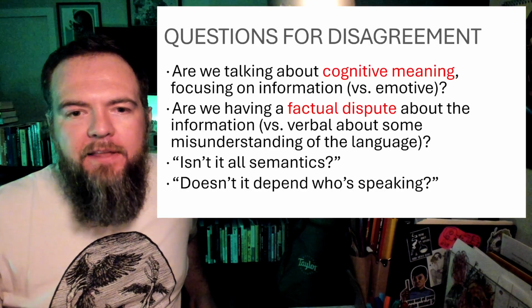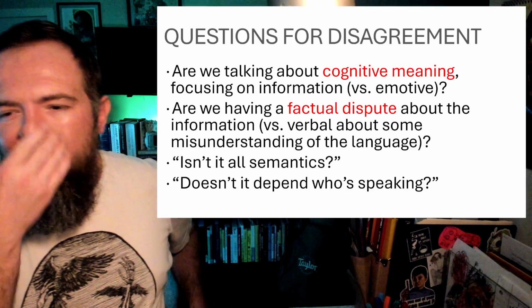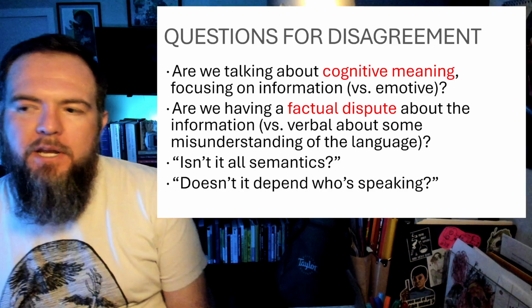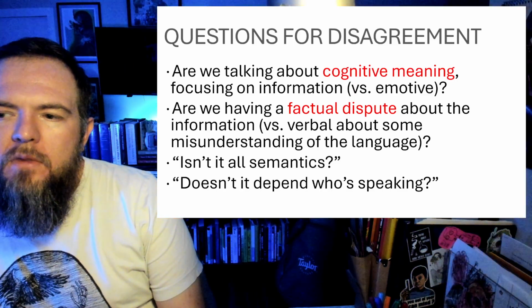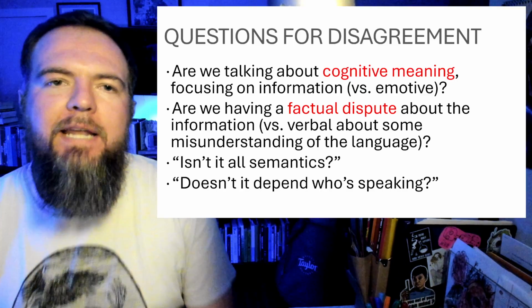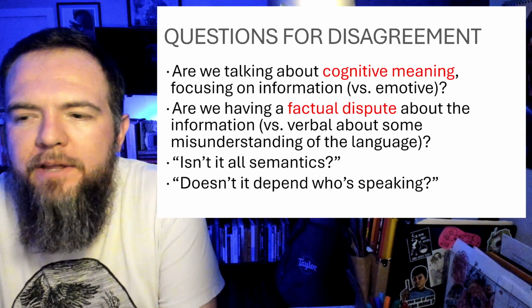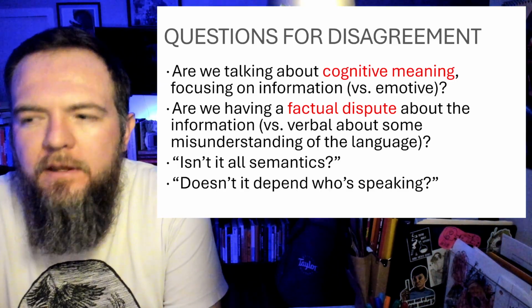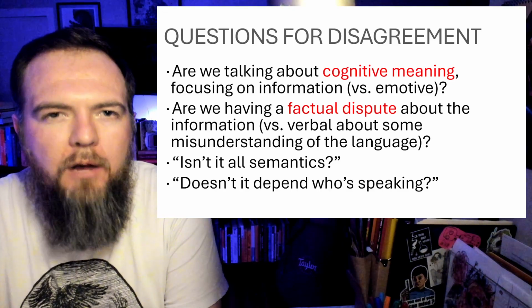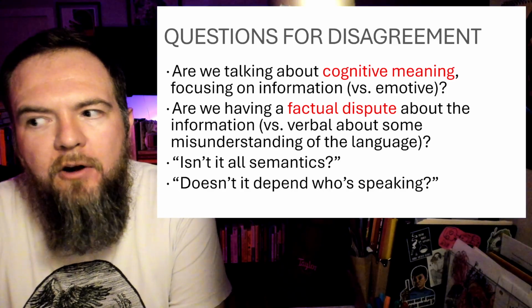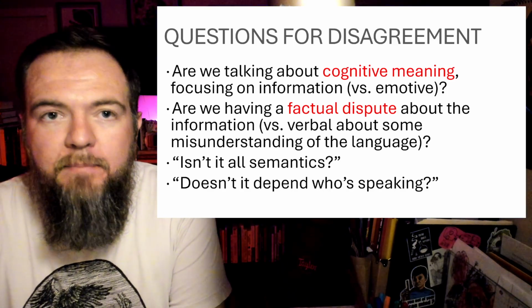Well, I think that one of the things that we should do, and this is one of the core lessons, we're almost finished with this particular video, is ask whether we're talking about cognitive meaning. What I mean by cognitive meaning is we're really focusing on information, stuff that we could be right or wrong about. Because cognitive meaning very much differs from something like emotive meaning.